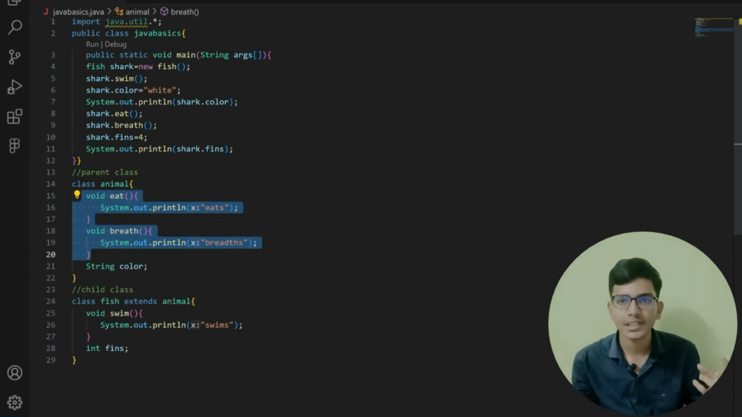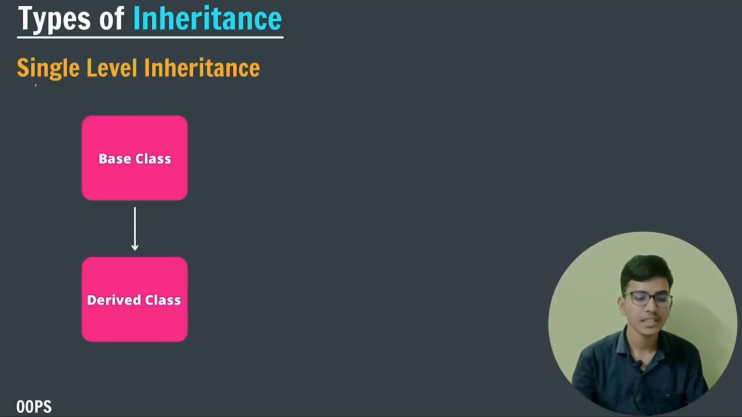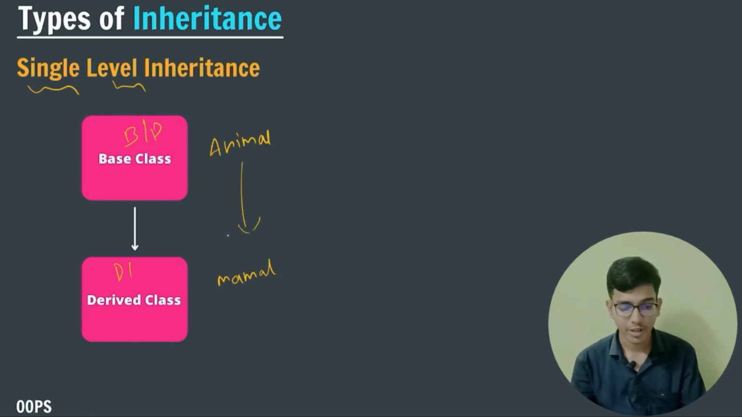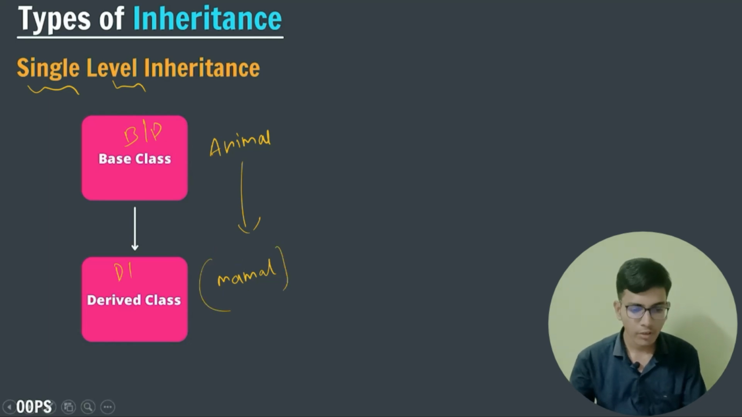Now there are various kinds of inheritance. Let us talk about each one of them in detail. The first kind is single level inheritance. In this we will have a base class, that is our parent class, and after it a derived class. You can take the example of animal as the base class, and mammal as the derived class from our base class, our parent class. This is how single level inheritance works.